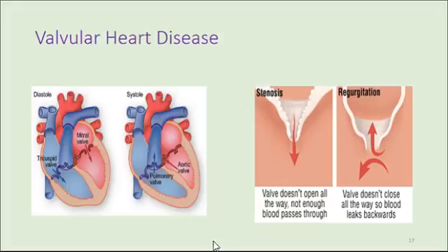So this picture shows you what valves are involved with diastole, what valves are involved with systole. And stenosis is where the valve doesn't open all the way and not enough blood passes through. Regurgitation is where the valve doesn't close all the way, so blood leaks backward. So when you're looking at them, you can figure out what's happening in the heart, which side of the heart, to lead yourself through what that would look like in the body. What kind of signs am I looking for?